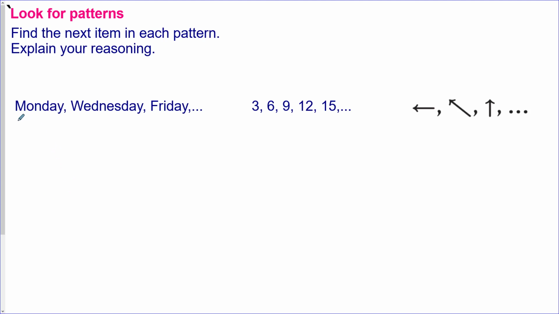So this first one, we start with Monday, Wednesday, and Friday. What's the next one in the pattern? I'm going to give you a minute to take a look at these once we're done talking about them, and I want to see if you can come up with the next few items here. 3, 6, 9, 12, 15. What's the next item in the pattern? And then we got this situation. What's the next thing in the pattern? So I'm going to give you about a minute to take a look at each of these and try to find some kind of example. We can go ahead and pause the video and see what you come up with.